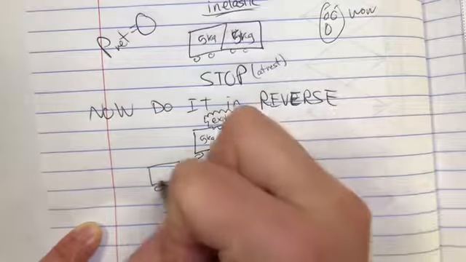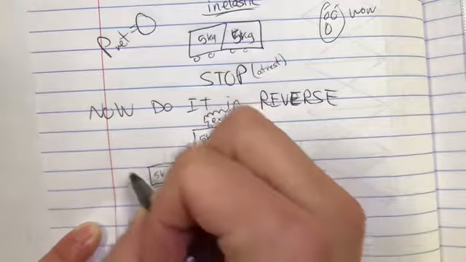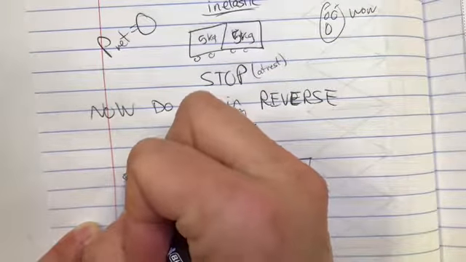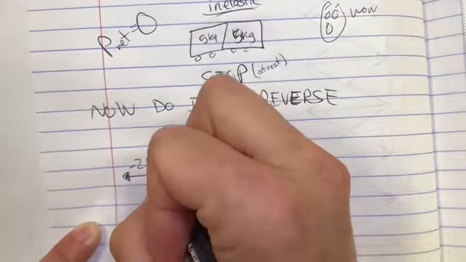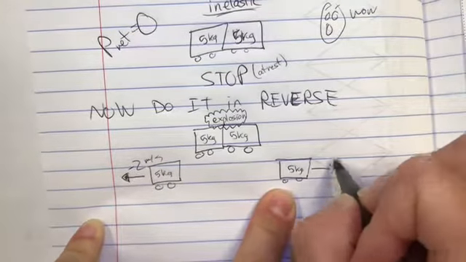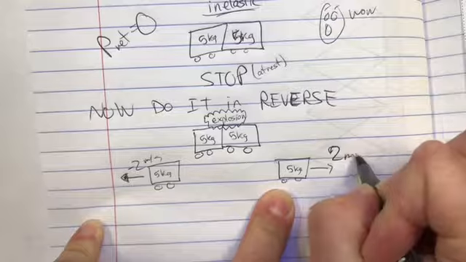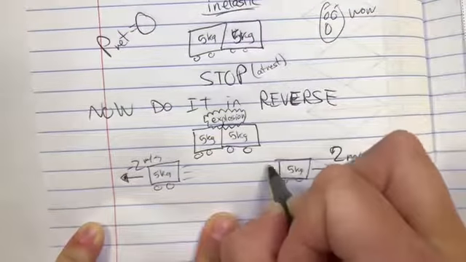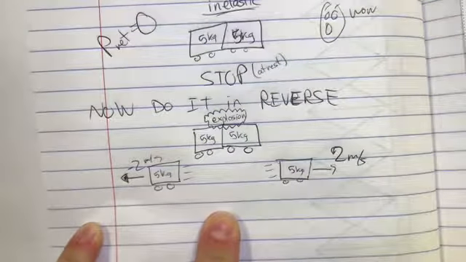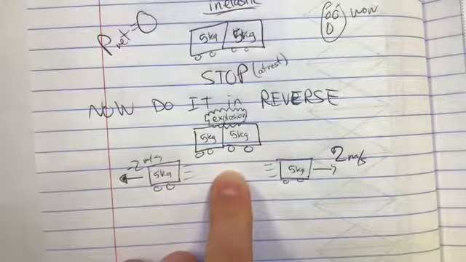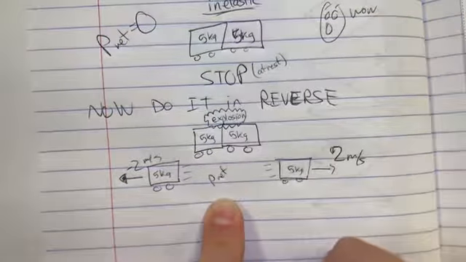Okay? Masses stay intact, going opposite directions. This one has -2 meters per second. This one's going to have a +2 meters per second. All right? They're moving away from each other. So, my question is, what's the net momentum of that system?